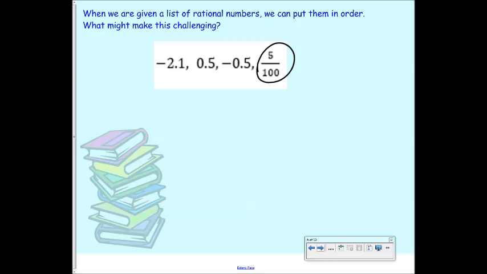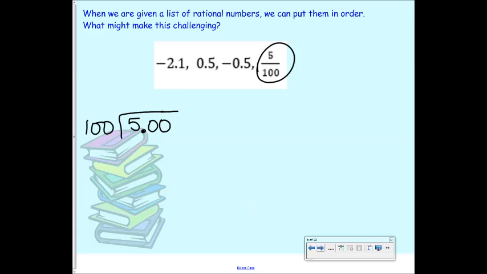Now, what do I do with this decimal? Move it up. And I say 100 goes into 5 how many times? Into 5? 0. Into 50? 0. Into 500. Okay, so now I'm done. 0.05. My other numbers are negative 2.1, 0.5, and negative 0.5. So my first step was to get them all in the same format.